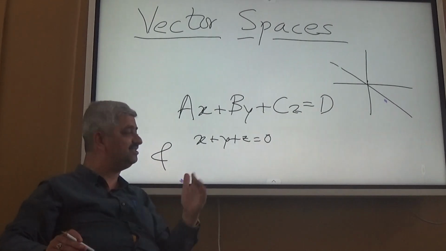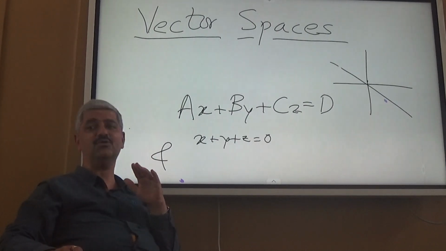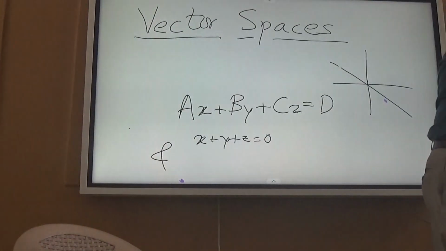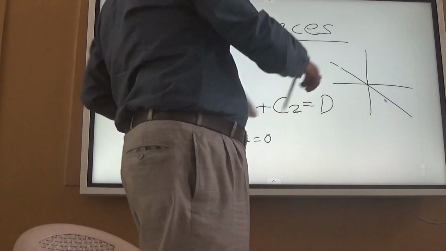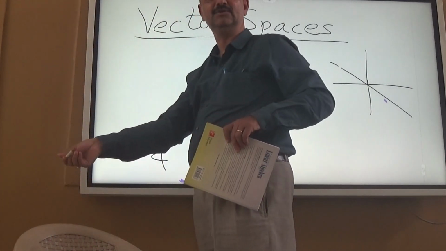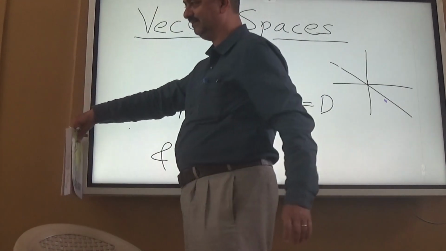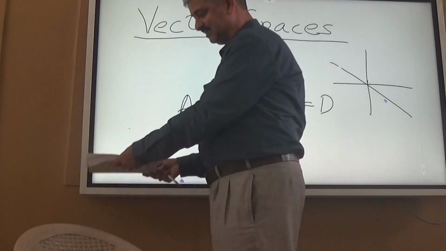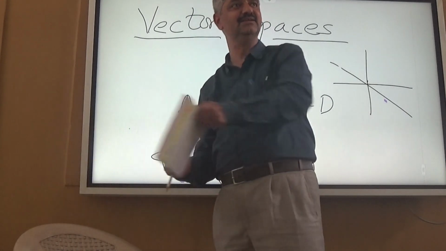If only B and C are 0, what will happen? If B and C are 0, what would the condition be? X equal to 0. So what is x equal to 0? This is the x-axis, x, y and z. So x equal to 0 means this plane, right? This plane. Y equal to 0, the xz plane, and z equal to 0, the xy plane, right?